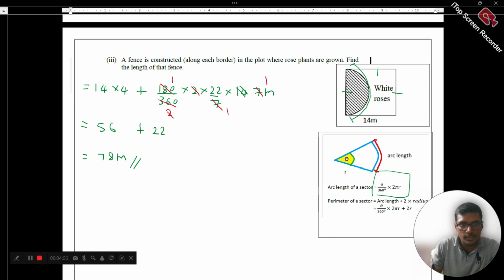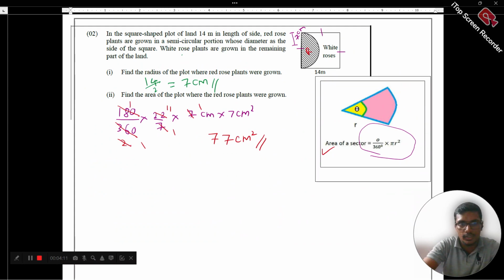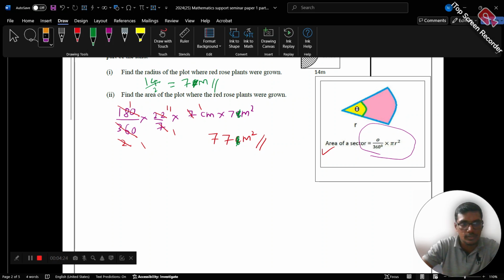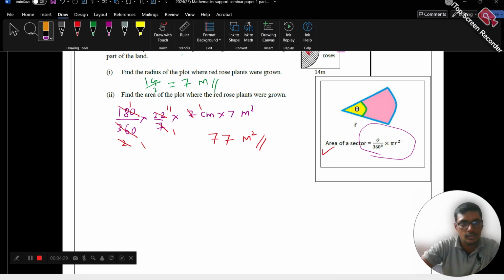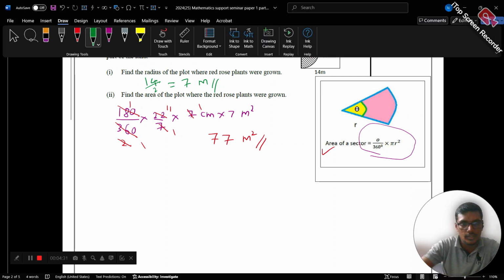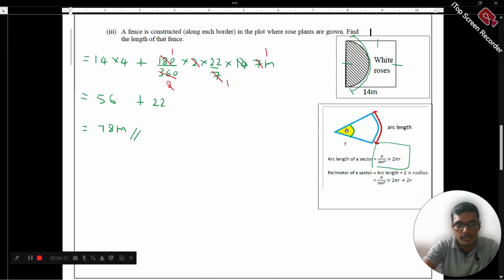So we'll check there. Did we write centimeters or meters? It should be meters, and meters squared for the area. It's given in meters. So that fence will be 78 meters.